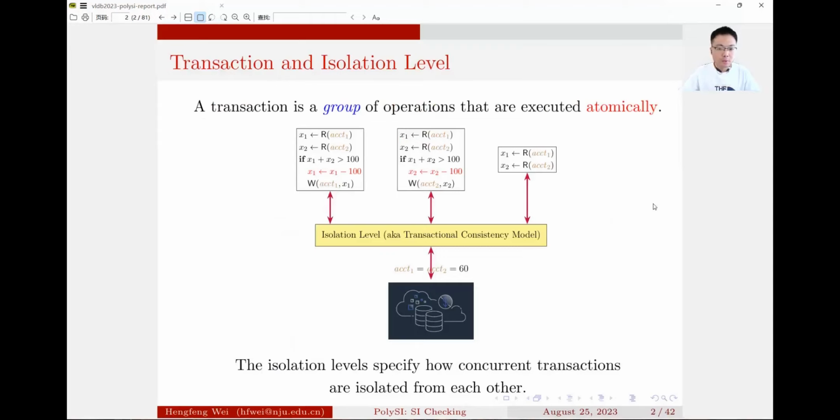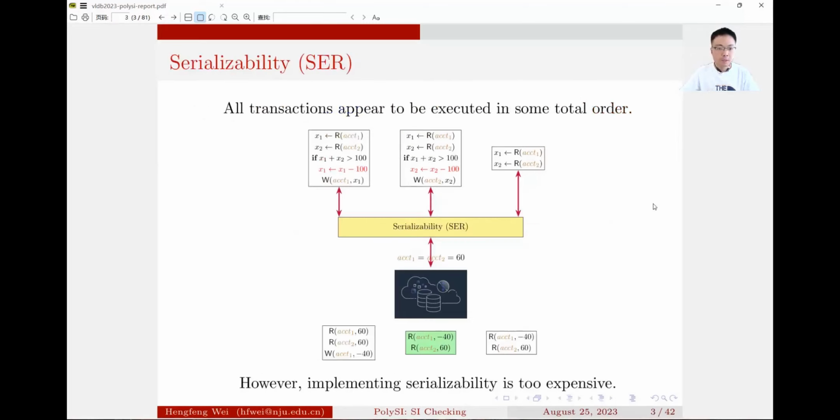A transaction is a group of operations that are executed atomically. The isolation levels specify how concurrent transactions are isolated from each other. The serializability isolation level requires that all transactions appear to be executed in some total order. However, implementing serializability is too expensive.